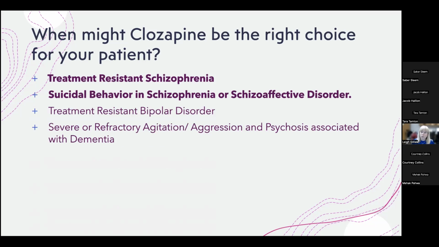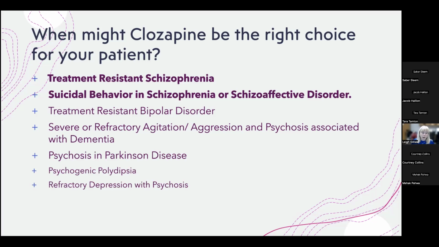And then also some of our dementia patients that have severe or refractory agitation, aggression, and psychosis associated with the dementia, you might want to try clozapine for them. Psychosis and Parkinson's disease. And then some like more obscure indications that you might try clozapine for is psychogenic polydipsia, refractory depression with psychosis, and refractory autistic spectrum disorder related aggressive behaviors.